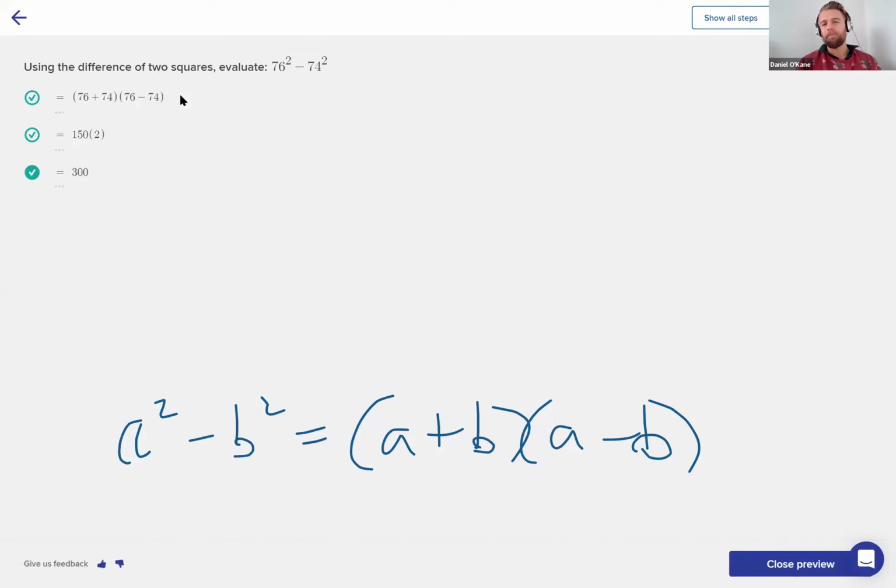It's 300. So that's a cool, neat little application of when you have the difference of two squares, that by using this formula, you can calculate this quite quickly without the need of a calculator, without having to do 76 times 76 and 74 times 74.